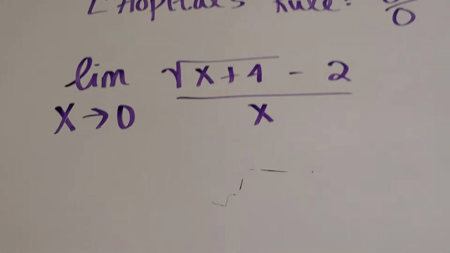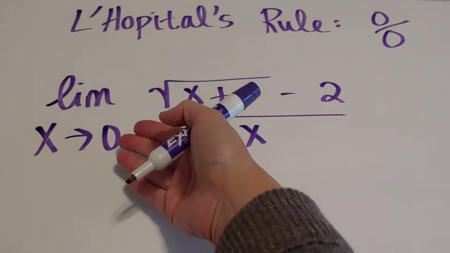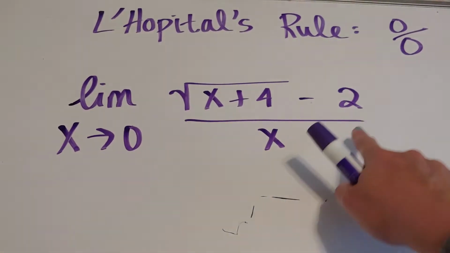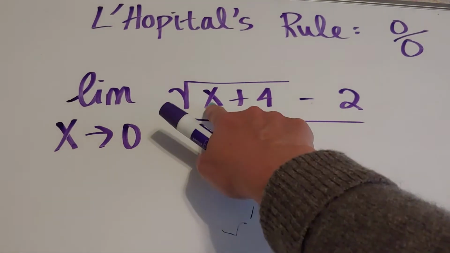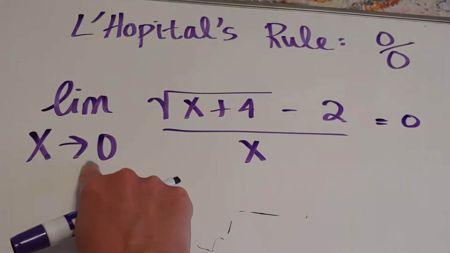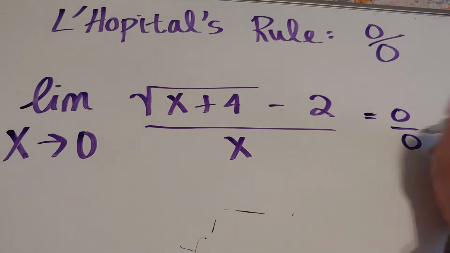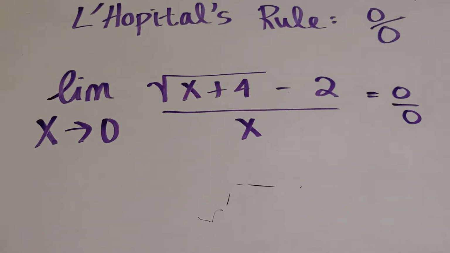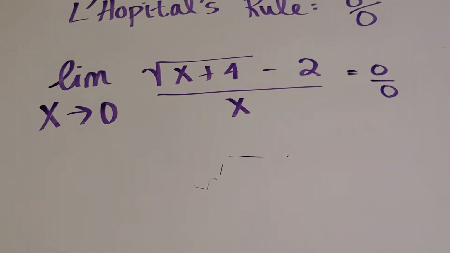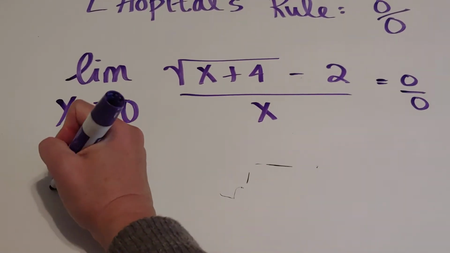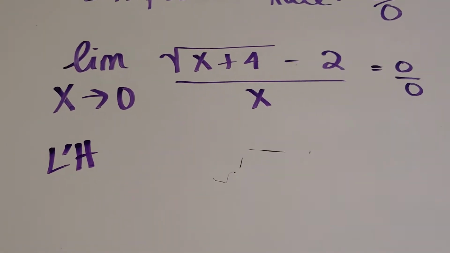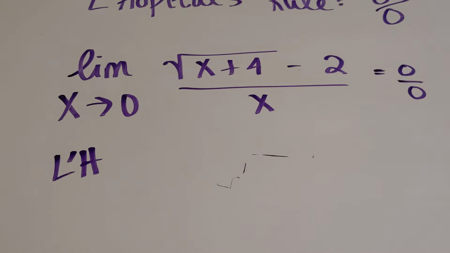All right, in this example, again, I would want to put this number into my fraction. If I plug in x is 0, I get the square root of 4 is 2, minus 2 is 0. And then when I plug in 0 on the bottom, I get 0. So we're going to use L'Hopital's rule. Just as a note to anybody looking at your work, what I typically do to let people know I'm using L'Hopital's rule is write an LH, because otherwise it looks like a miracle occurred.